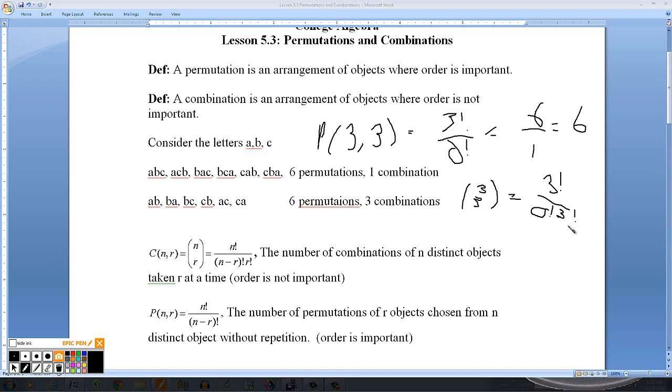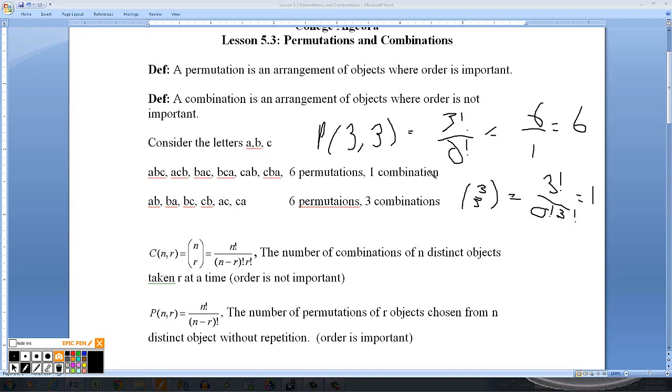Okay, well 3 factorial is 6, 3 factorial is 6, so the 6's cancel out, 0 factorial is 1, so this comes out to 1. So this tells me then the number of combinations of 3 things taken 3 at a time is 1, which is what we got over here.